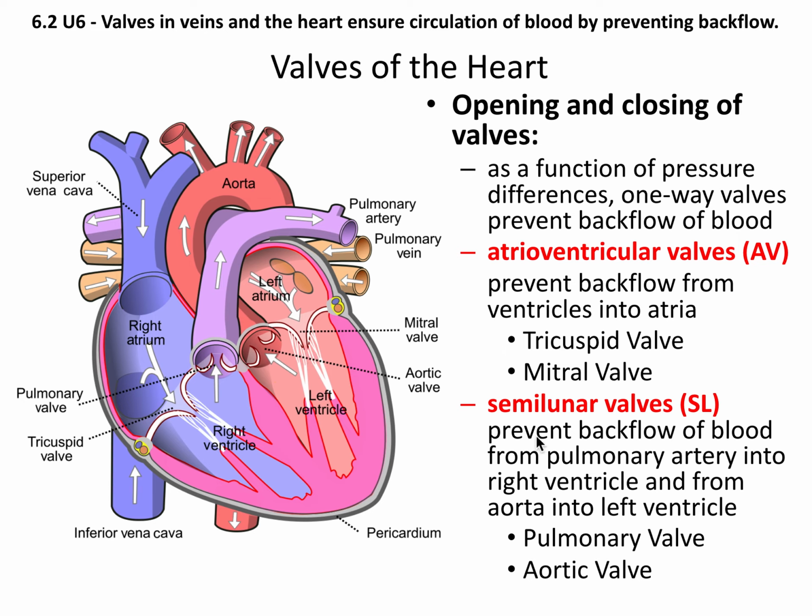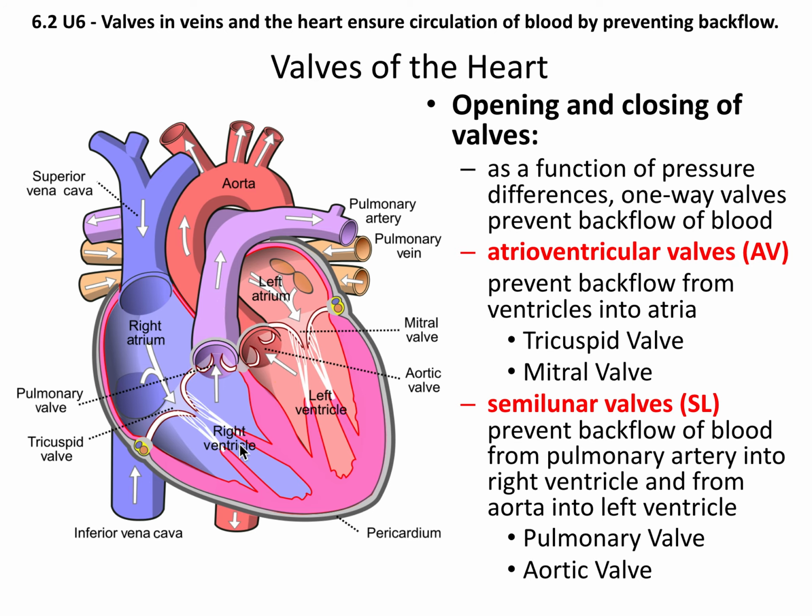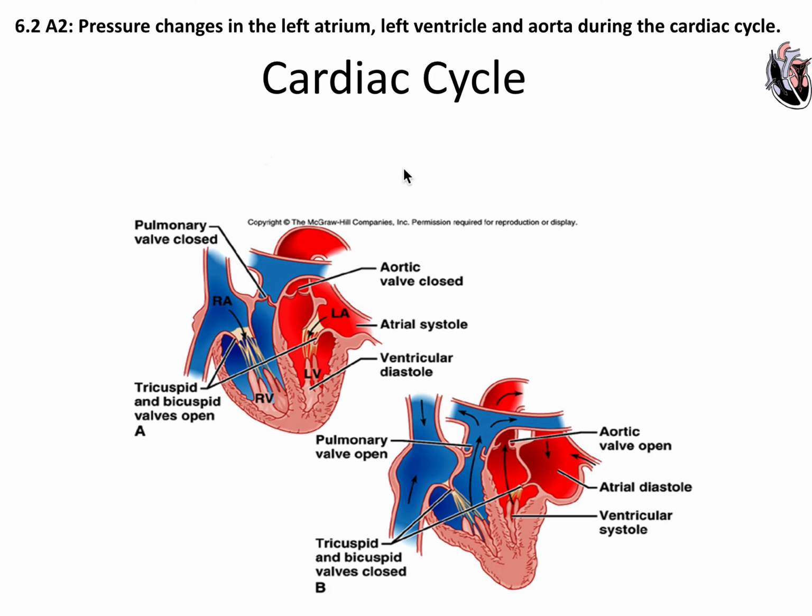Semilunar valves, or SL valves, prevent backflow of blood from pulmonary arteries into the right ventricle and from the aorta into the left ventricle. So these are right here in the center. So there's the pulmonary artery, and it's making sure it doesn't go back into that right ventricle as it's pumping upward. And then same here with the left ventricle into the aorta. Okay, so the pulmonary valve and the aortic valve prevent backflow and keep the blood going in a circular one direction. These pressure changes in the left atrium and the left ventricle and aorta during the cardiac cycle are what allow for the pumping to occur.